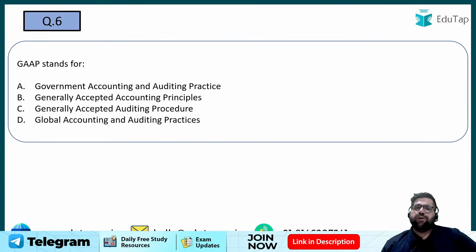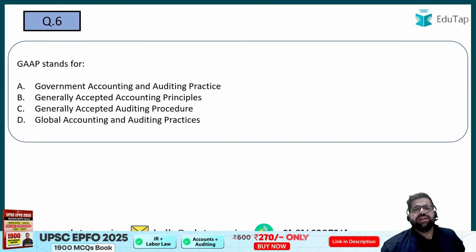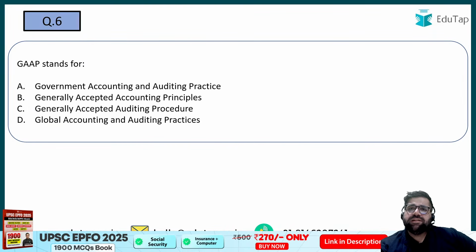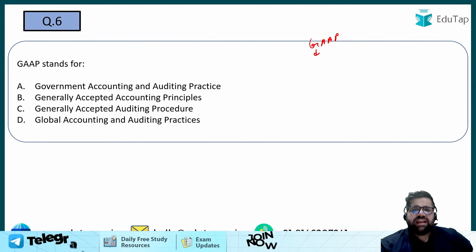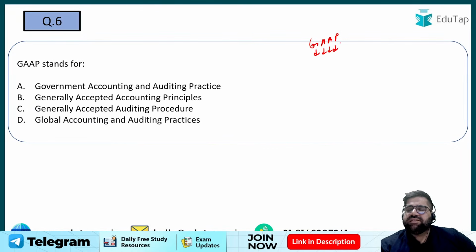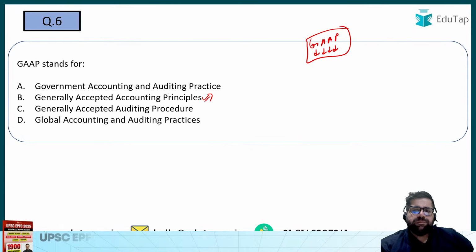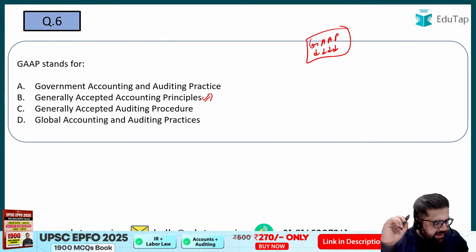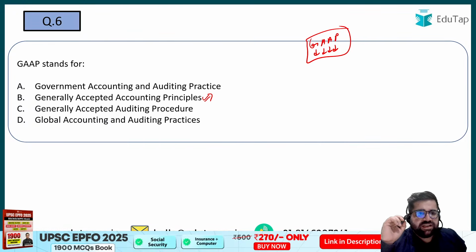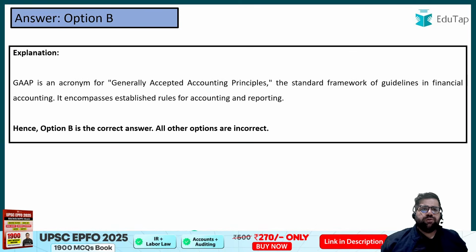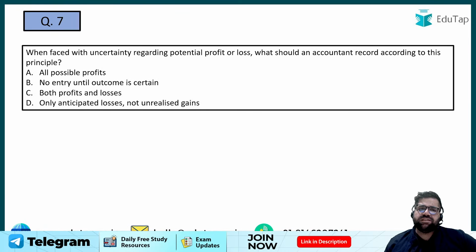GAAP stands for what? GAAP in accounting stands for what? This is again another name for your accounting principles. GAAP stands for generally accepted accounting principles. Therefore, my right answer will be option number B again. Generally accepted accounting principles. Good. Very easy question. I hope nobody would have a problem in question number 6.